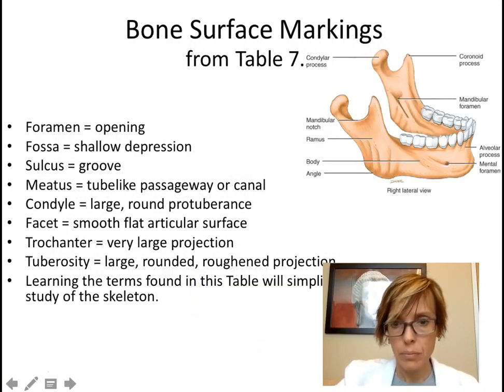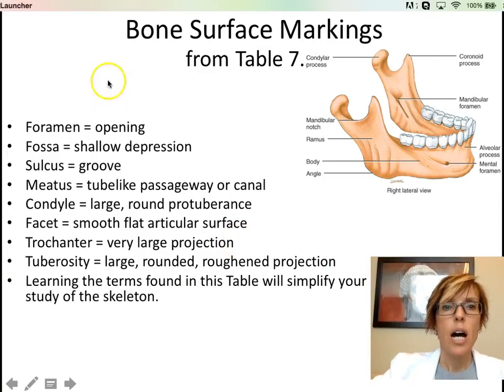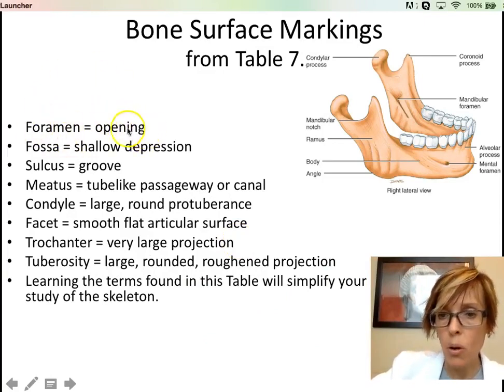All right. So some of these other terms: a foramen means that it's an opening.